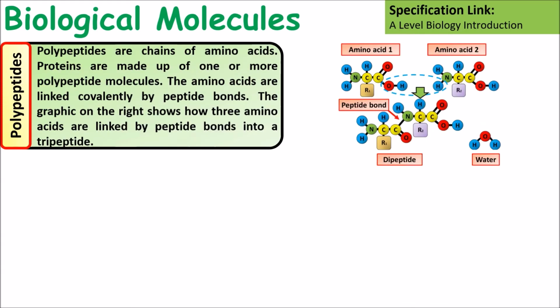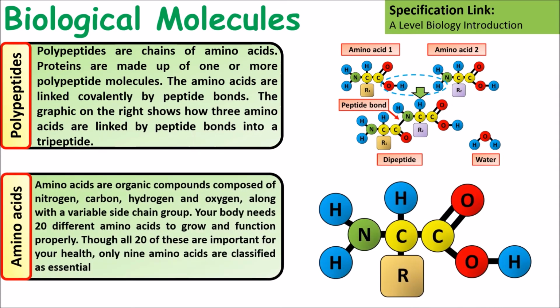Polypeptides are chains of amino acids. Proteins are made up of one or more polypeptide molecules bound together. Amino acids are organic compounds composed of nitrogen, carbon, hydrogen and oxygen, along with a variable side chain that can be made of a variety of things. There are about 20 different types of amino acids which are important to human life.